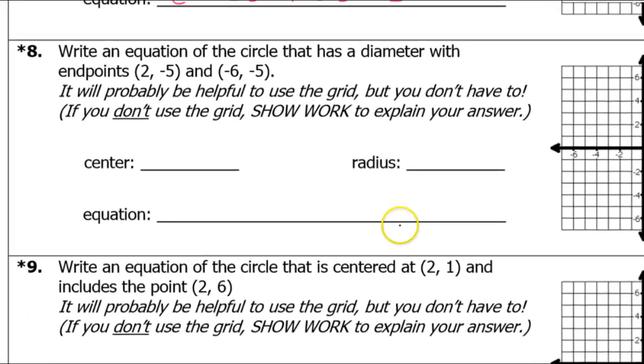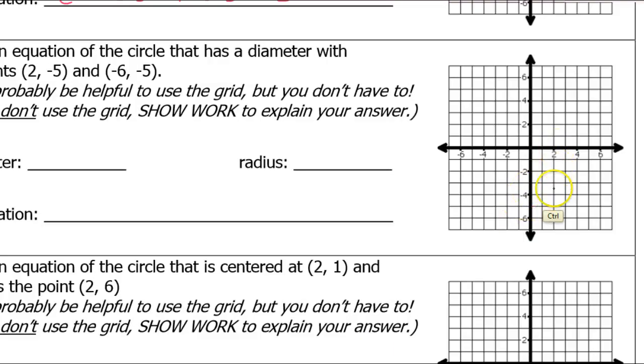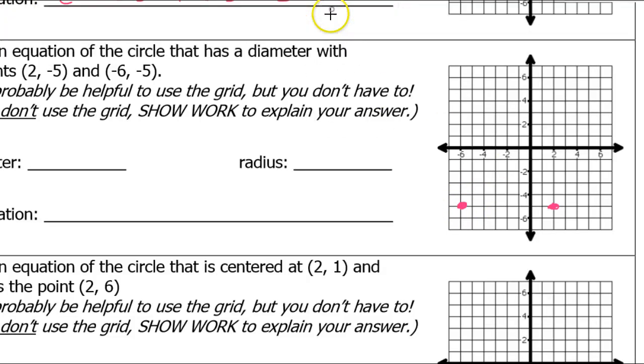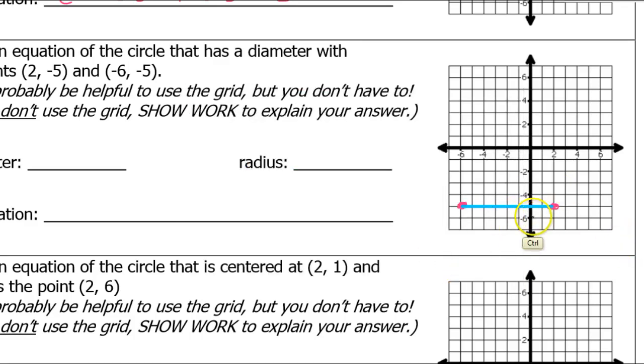Okay, looking at number 8. The diameter has these endpoints. So let me graph those endpoints real quick. So I have 2 comma negative 5. That's one endpoint. And then I have negative 6 comma negative 5. So negative 6, negative 5 is right here. So that means the diameter is going to be right here. That is the diameter. I feel like changing the color. Okay, that blue line is the diameter.